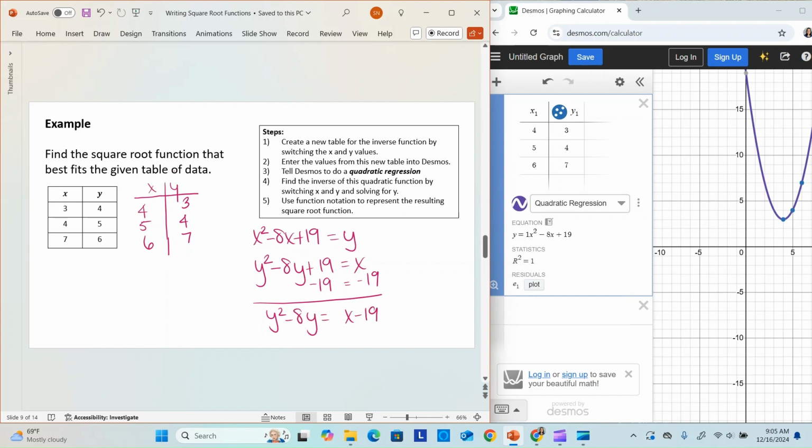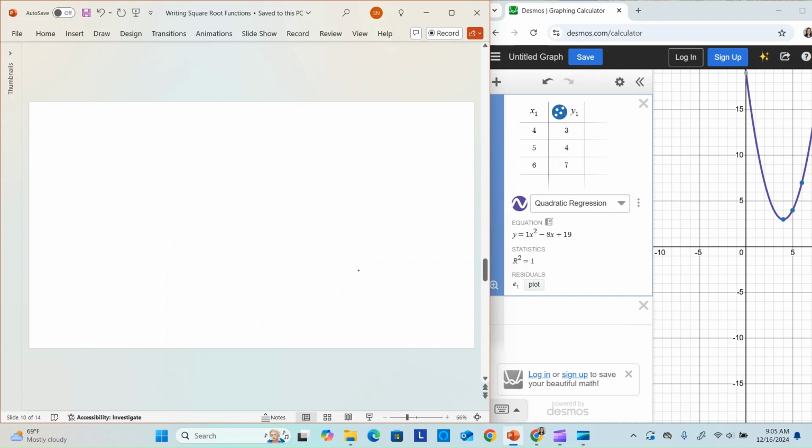Since I'm actually out of room, I'm going to go to the next slide. I'm just going to recopy what I had: y squared minus 8y equals x minus 19. And so what I need to do now is find a way to group these y terms together. If I get all my y together, I can go ahead and solve for y. I can't solve for y when I have it in two terms like this. So what I'm going to do now is use that technique, completing the square.